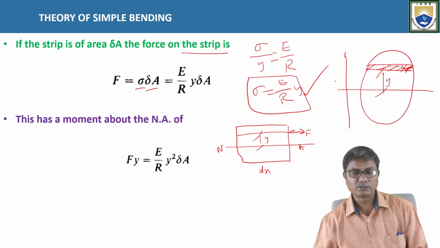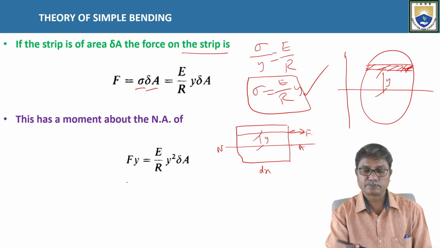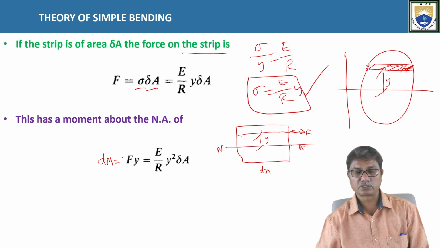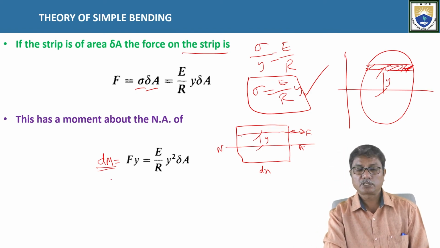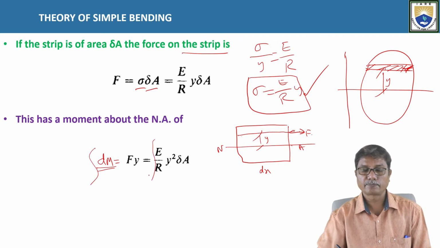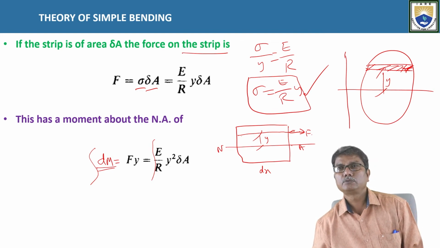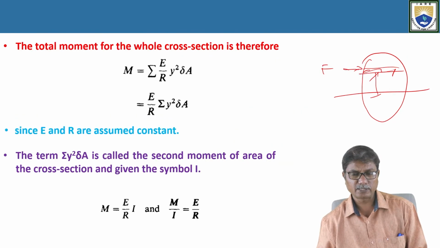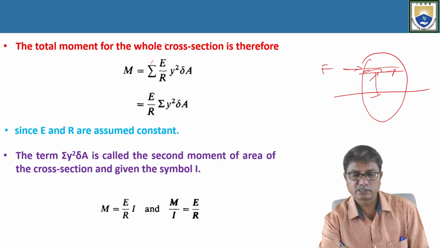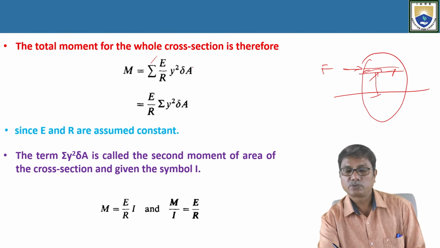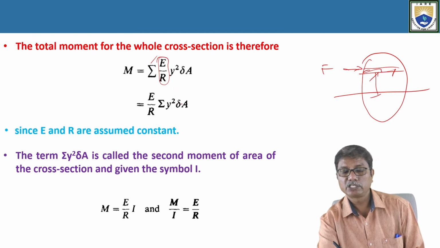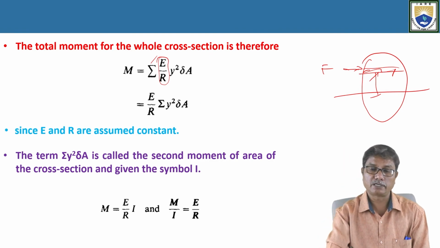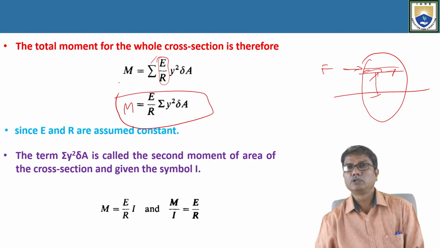So we have seen the force F as this one, and the moment of the elementary force is dM, which is given by this. This is the moment due to the elementary force acting on the strip. So the total moment is obtained by summing up all the forces from the topmost fiber to the bottommost fiber. The summation is given by the symbol sigma, E by R y square dA. We know that E by R is constant, so we can take that out of the symbol. So E by R sigma y square delta A is the total moment about the neutral axis.